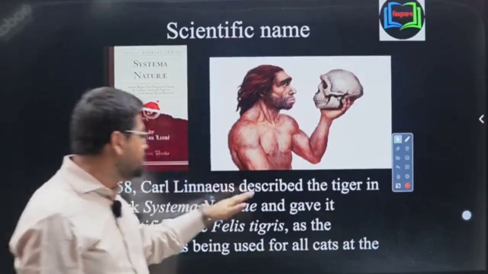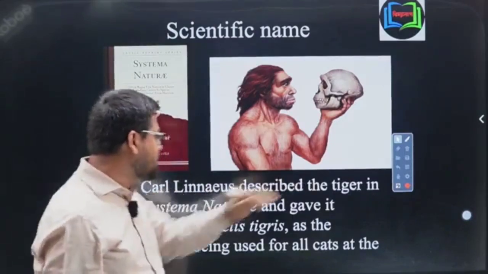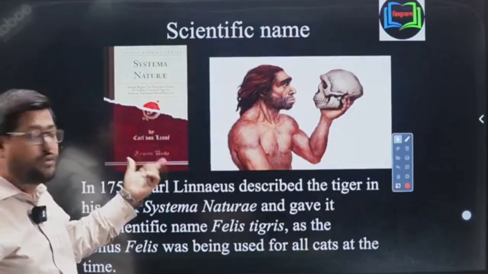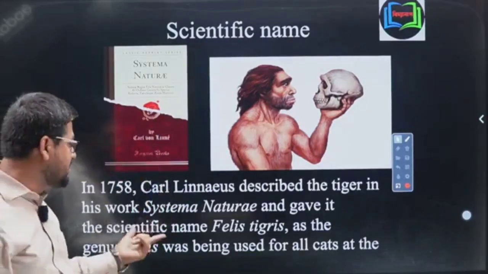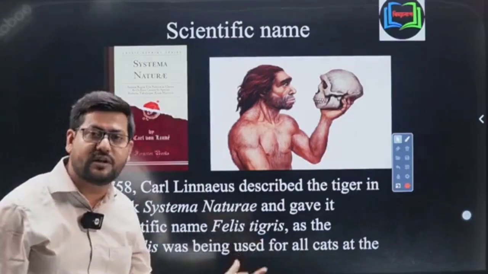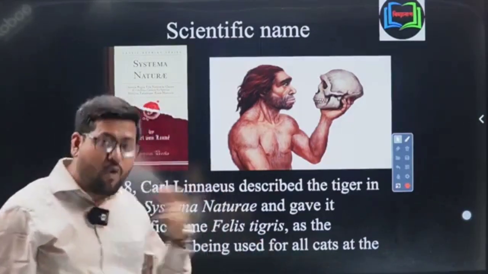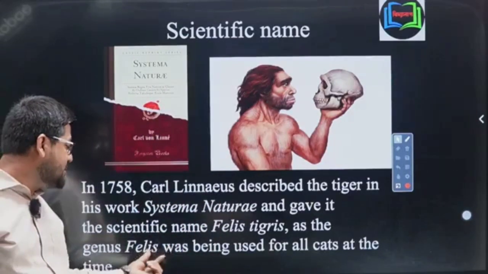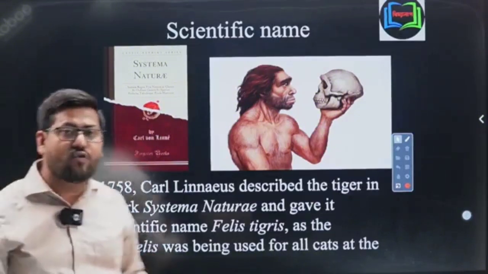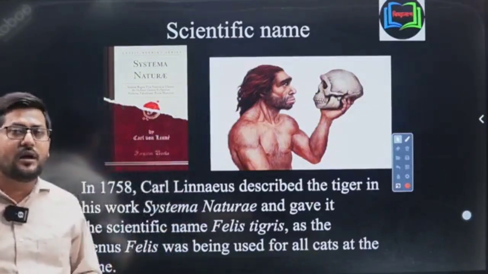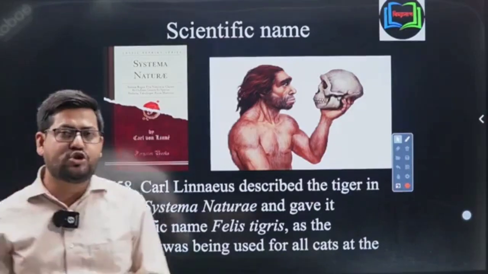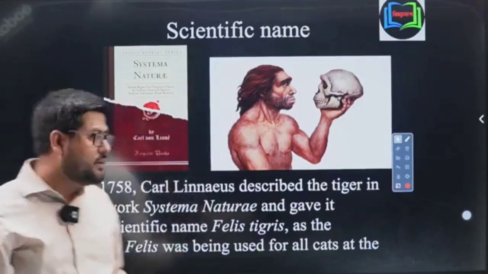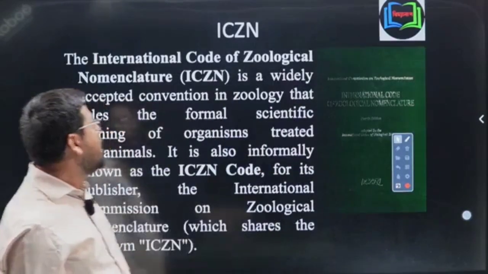Carolus Linnaeus described the tiger in his book Systema Naturae, and in the book he wrote the name Felis tigris for the tiger, because at that time all cats or cat-like individuals were considered under the genus name Felis. But nowadays the name has changed a little into Panthera tigris. So Panthera tigris is the name of the tiger.